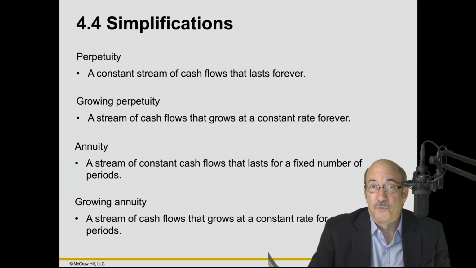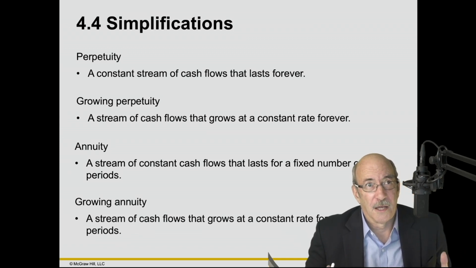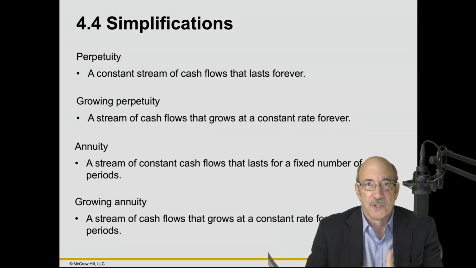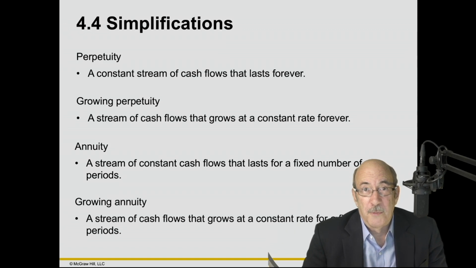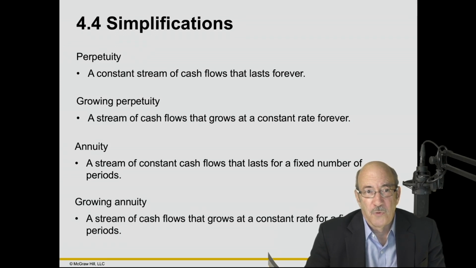Now, on to something a little different. There are several different types of cash flows that we encounter regularly. One of them is called a perpetuity, and another is called an annuity. And they are both very related to one another.